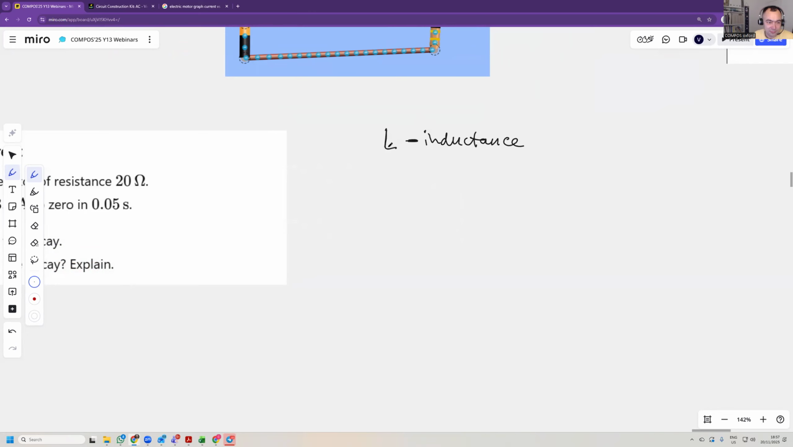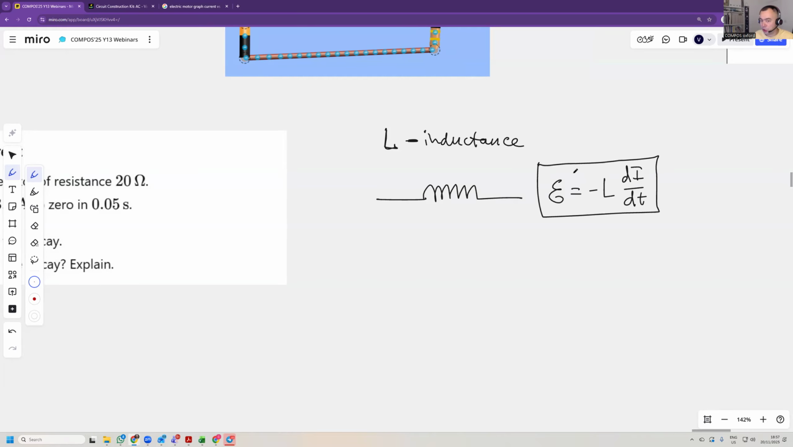Inductance. If you have a coil of wires, then the EMF induced in the coil is minus, of course, because it's in the opposite direction, L di dt. So di dt is the rate at which the current is changing.